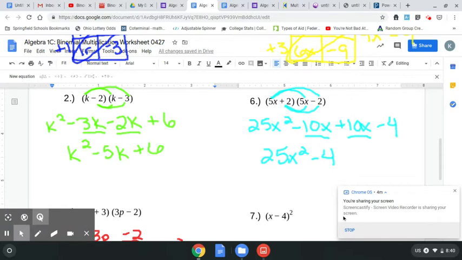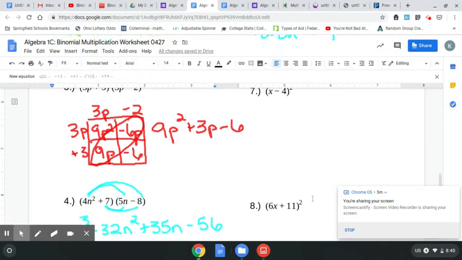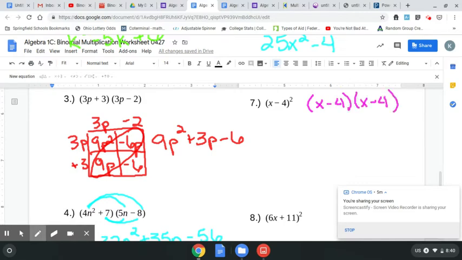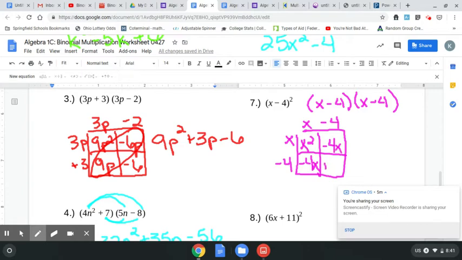Last two. We have ourselves some binomial squareds here on these ones. Now remember, you can't just distribute that exponent to both terms. You've got to rewrite this twice. X minus 4 times x minus 4. I think I'm up with the box method here. So I draw my 2 by 2 box. I've got x, negative 4, x, negative 4. Across and down gets me x squared, negative 4x, negative 4x, and positive 16. X squared does not have a like term. These two terms, they don't cancel. They're both negative. Negative 4x minus 4x is negative 8x. And then 16 does not have a like term.